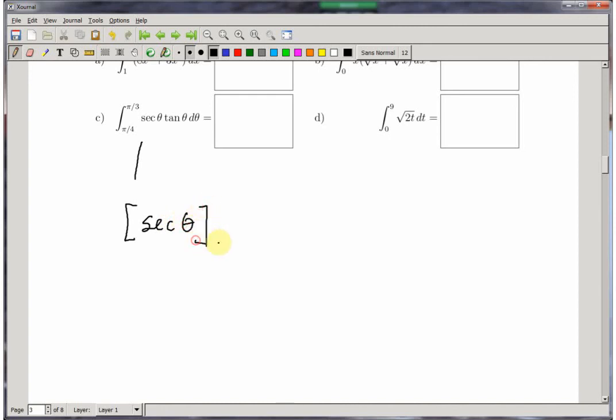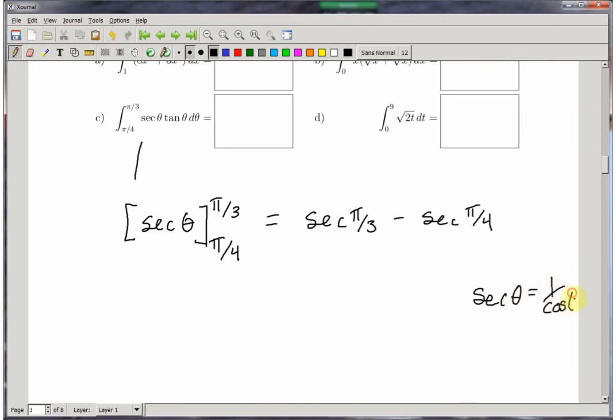And the limits go from pi over 3. I guess I should have started at the bottom. They go from pi over 4 to pi over 3. Okay, so this means that the answer is secant pi over 3 minus secant pi over 4. And if you keep in mind that secant theta is really just 1 over cosine theta, you can figure out these values by using your knowledge of what cosine does at these points.